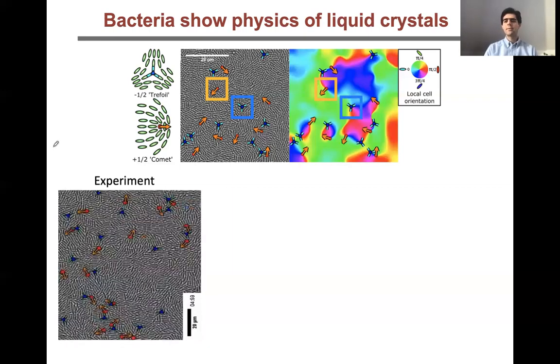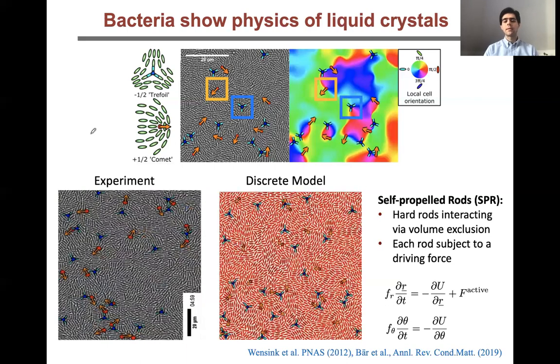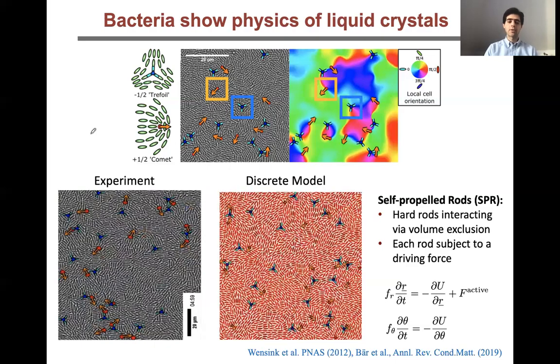As a first step to understand this, we make the simplest possible model that we can think of. We consider a bunch of rods that are interacting with each other through volume exclusion. So there's no attraction, there's only repulsion to avoid any overlap between the rods. And each rod has a force on it to give it self-propulsion. And as such, the dynamics is basically governed by simple Langevin dynamics. Qualitatively, we observe the same thing. We get this constant creation and annihilation of topological defects.